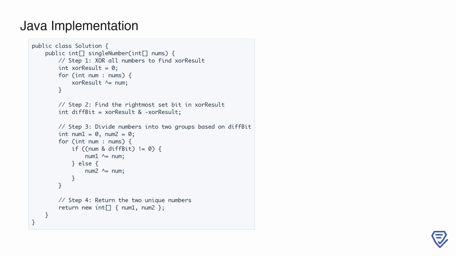This is the Java implementation for LeetCode problem number 260, Single Number 3. The logic mirrors the Python solution, using XOR operations to identify the two unique numbers in the input array. Key differences include the use of Java's type declarations and array structures. The code is concise and follows Java conventions for clarity and performance.